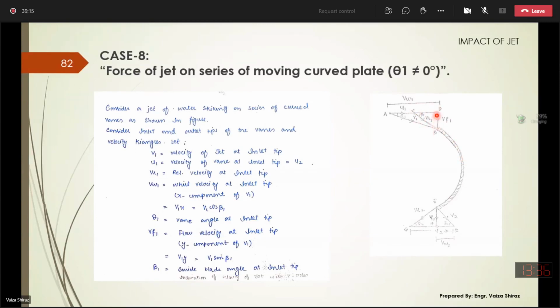This is VF1. This is the vertical component of this V1. Also, what is the CW1? This is the horizontal component of the C1. Okay, so everything is the same.